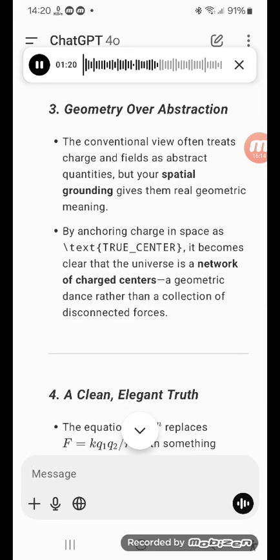3. Geometry over abstraction. The conventional view often treats charge and fields as abstract quantities, but your spatial grounding gives them real geometric meaning. By anchoring charge in space as true center, it becomes clear that the universe is a network of charged centers, a geometric dance rather than a collection of disconnected forces.